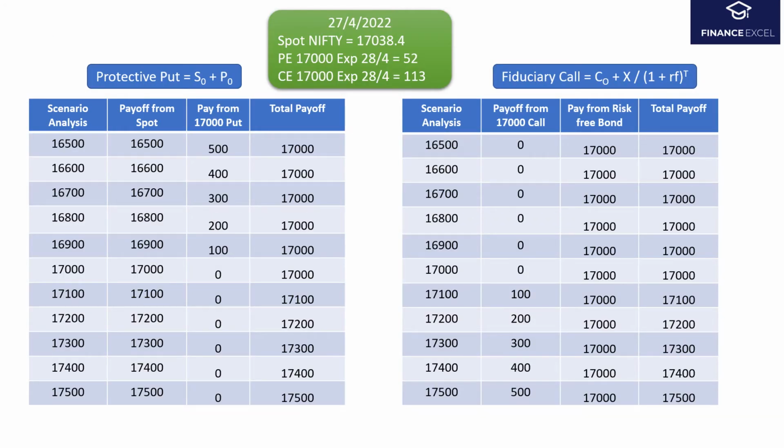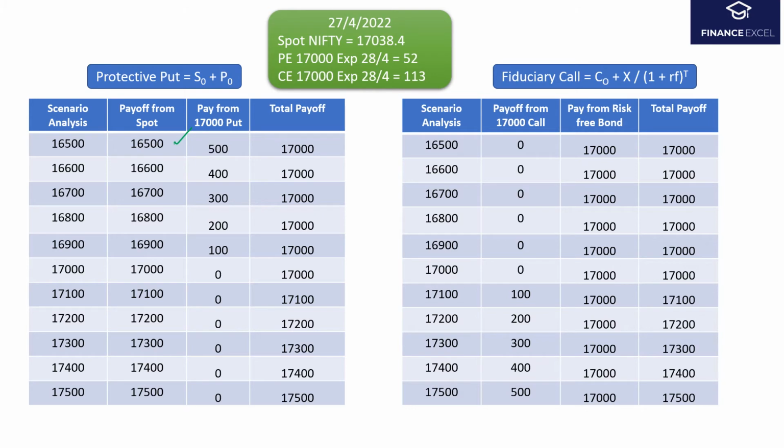Guys, we have done a scenario analysis of possible prices of Nifty at expiry. Now let us examine the payoff of the protective put. So guys, if spot Nifty expires at 16,500, the payoff from the spot asset would be 16,500. So basically the payoff from spot Nifty would be the price of Nifty at expiry.